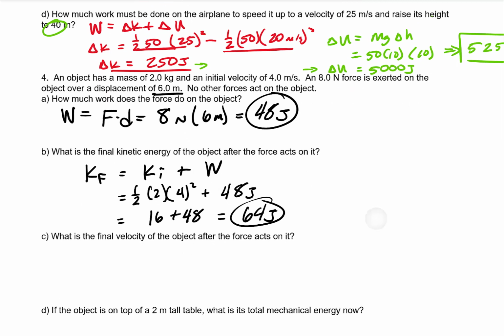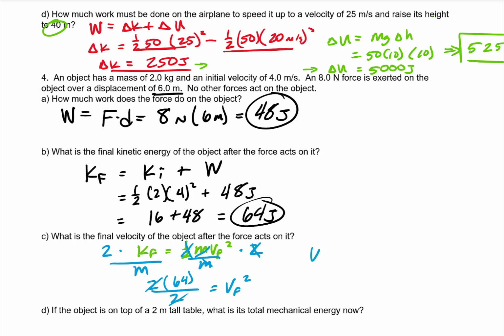And if I want the velocity of the object at the end, K final is equal to 1/2 m v final squared. We're going to multiply both sides by 2, so the half goes away. We're going to divide both sides by the mass, so the mass goes away. So I have 2 times my final kinetic energy of 64 divided by the mass, which is 2, is equal to final velocity squared. So the final velocity is the square root of 64, or 8 meters per second.